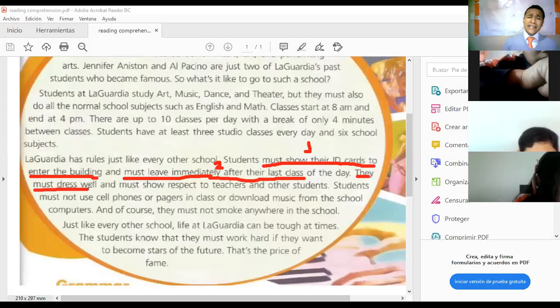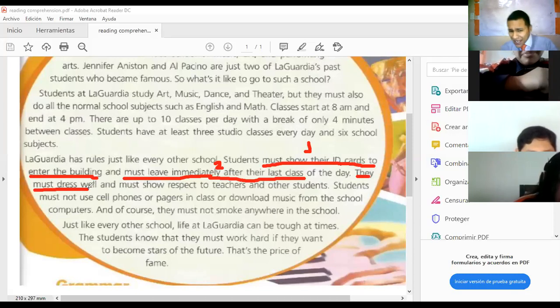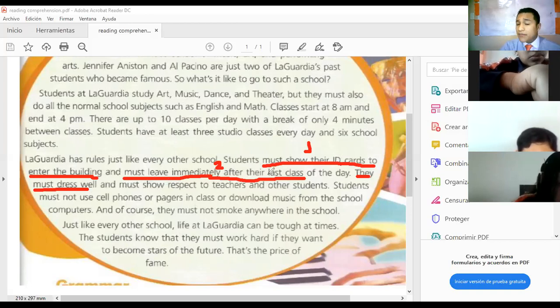Teacher Angelo, what is the meaning of dress well? What is the meaning of dress, guys? ¿Qué significa dress? Dress: arreglarse, vestir. Vestir bien, arreglarse bien, okay? Very similar, Melina. They must dress well. What more must they do? Show their ID cards. Leave immediately after classes.